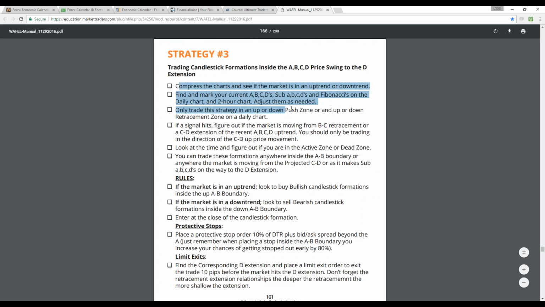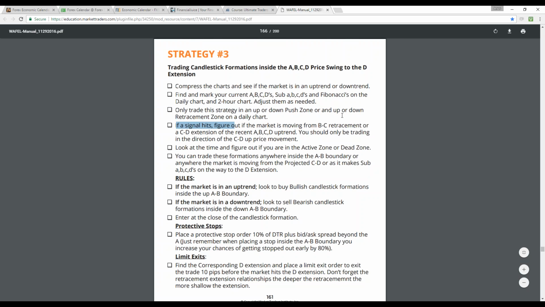So the setup will be the same. We need to determine whether we are in an uptrend or a downtrend, and we'll do that by compressing the chart. Then we need to find and mark ABCDs and sub-ABCDs all the way down to current market price, and do that on the daily and the 2-hour. Once that is done, we need to keep in mind that we should only look to trade this in the push zone or the retracement zone on a daily time frame.